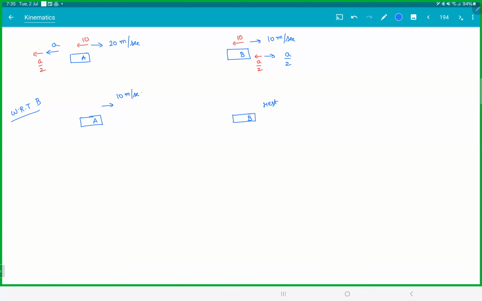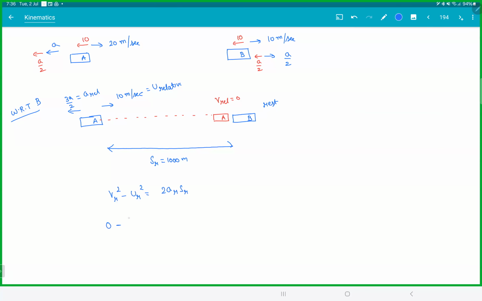Now, 20 minus 10. This is your U relative, the initial relative speed between them. And this train is going backward with an acceleration 3a by 2. This is your A relative. And the distance between them is now S relative, which is 1000 meters. So this train is going to come, slow down, slow down. And to avoid collision, the train A should just stop here. That is, V relative is 0. Now, can you see? You have V relative, U relative, A relative, and S relative. Which equation fits the data? V relative square minus U relative square equals 2 A relative S relative, the third equation.